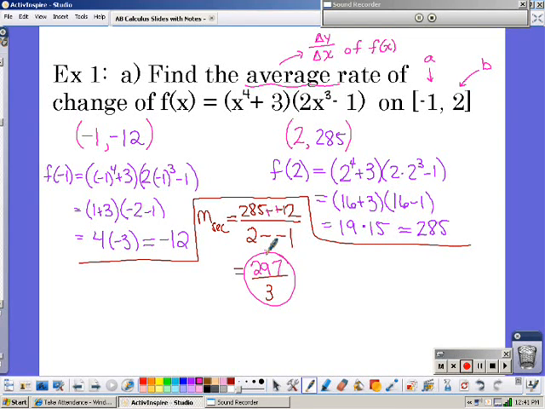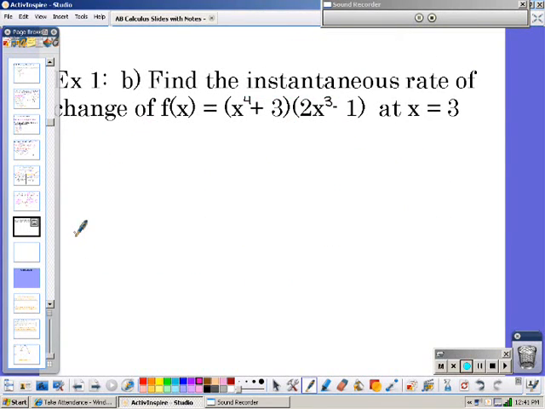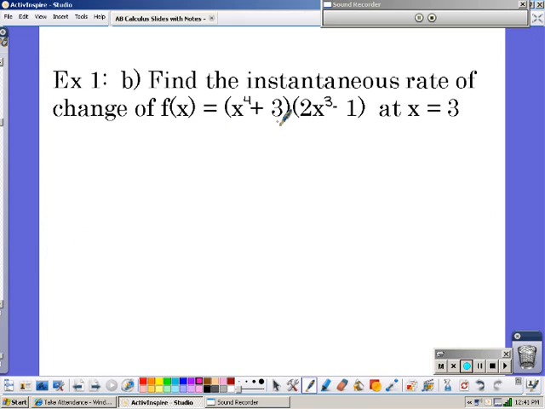Now let's take a look at an instantaneous rate of change problem. So this is example 1b. We're going to keep our exact same function right here, and this time it's going to ask us for the instantaneous rate of change. I know that instantaneous rate of change is code for slope of the tangent, which is code for derivative. I also have a clue because they gave me a single x value as opposed to an interval. And I know that if I need to find the instantaneous rate of change, we're going to need the derivative. So let's start out with the derivative.